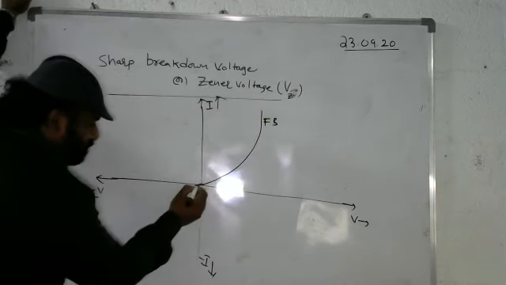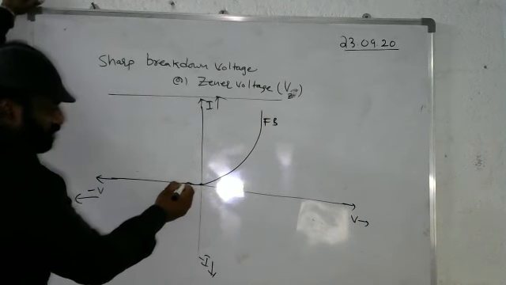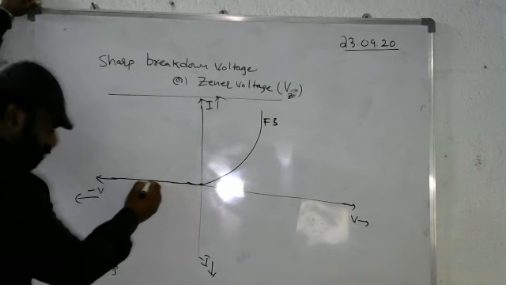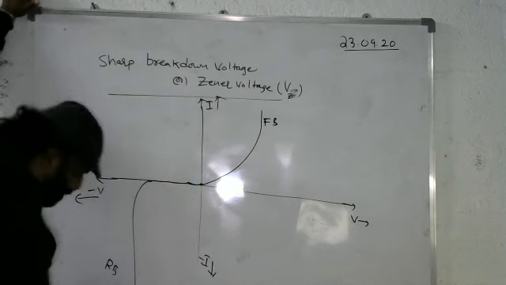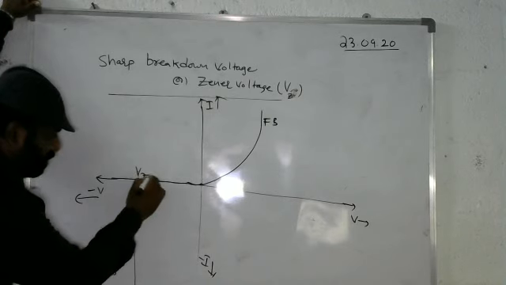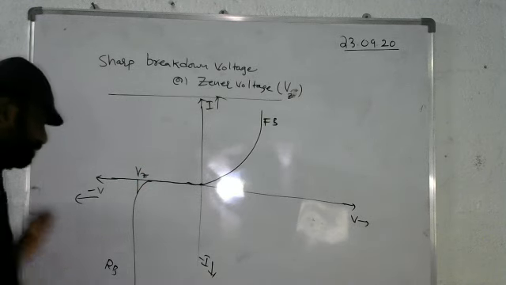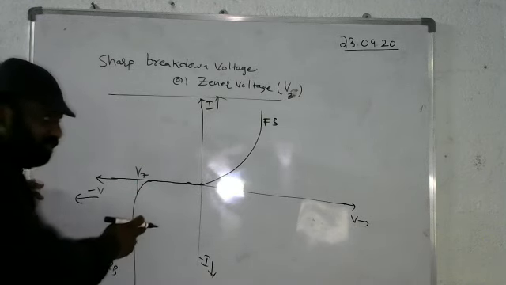But in the case of reverse bias, what happens? If you increase the voltage, there is no change, no change. At a particular voltage, the current increases rapidly. That voltage is said to be the Zener voltage. It occurs in reverse bias condition.